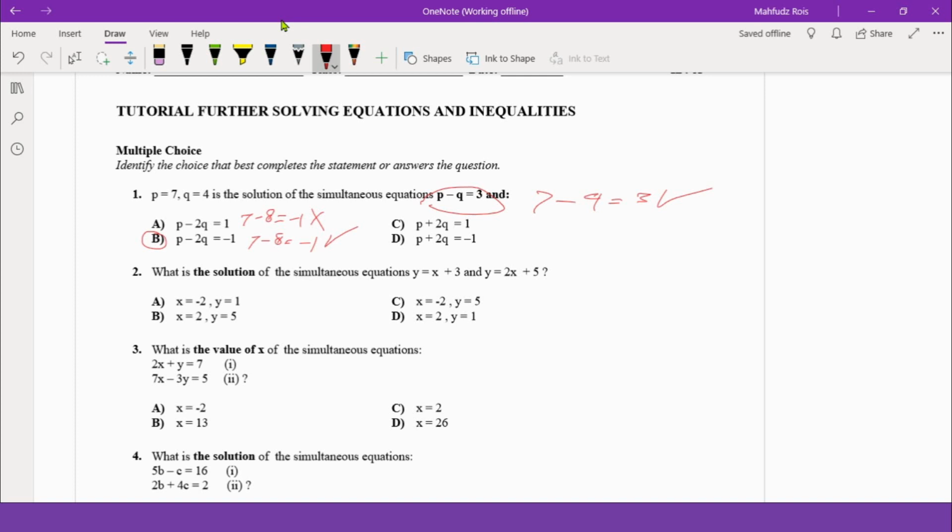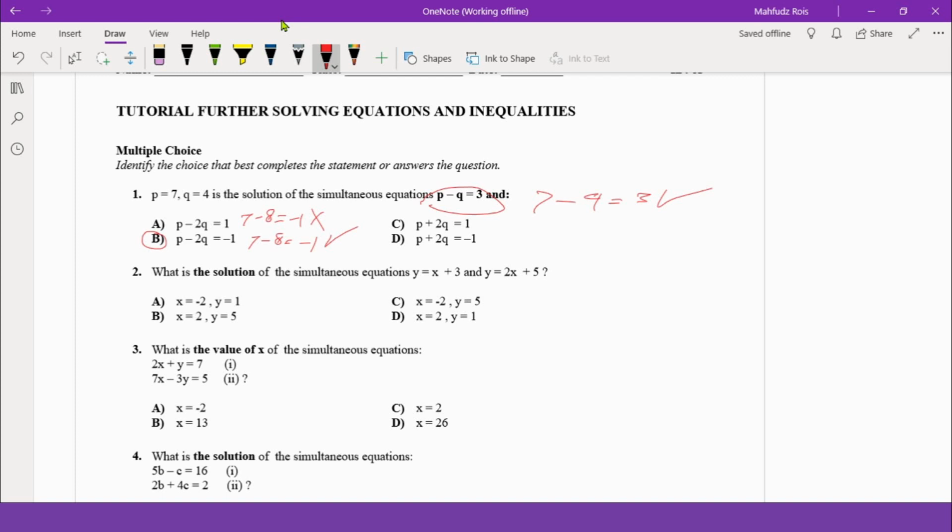Alright, so number 2, what is the solution of the simultaneous equation y equals x plus 3, and y equals 2x plus 5? So this one, we need to find the solution. It means we need to find x and y. We can do it one by one, for checking also correct. But if we want to solve this one by substitution or elimination, it will be better.